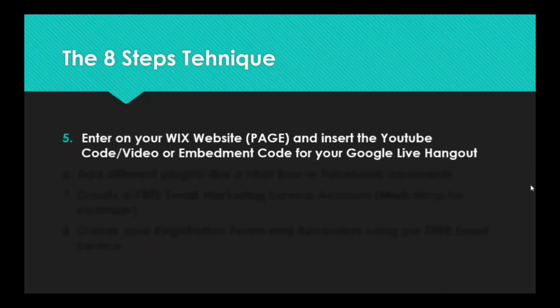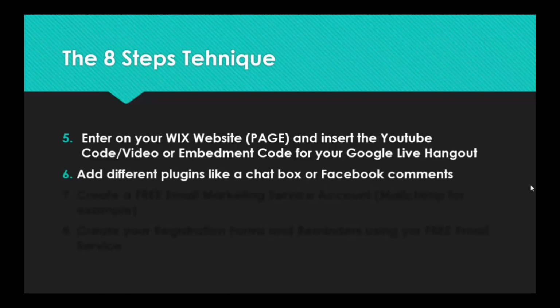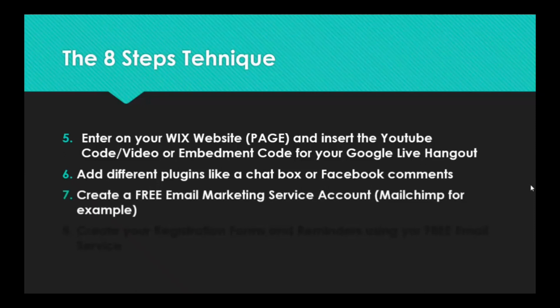After that, step number 5 is to enter on your Wix website page that you have created. You insert the YouTube video code or embed code for your Google Live Hangout there on your page, wherever you want the actual webinar to appear. You can add different plugins there, like a chat box or Facebook comments to that page if you want to, and I will show you an example for that.